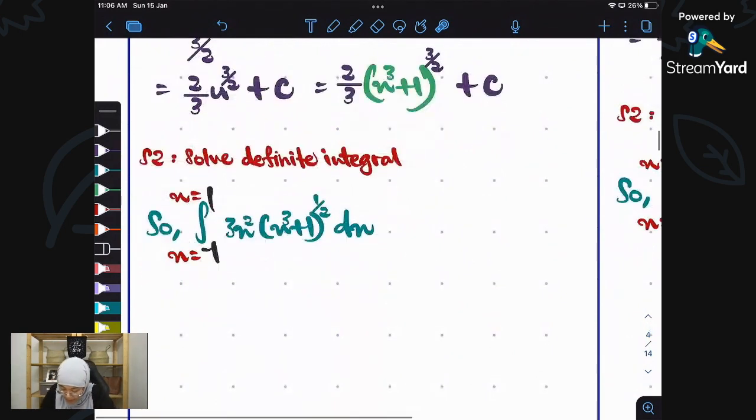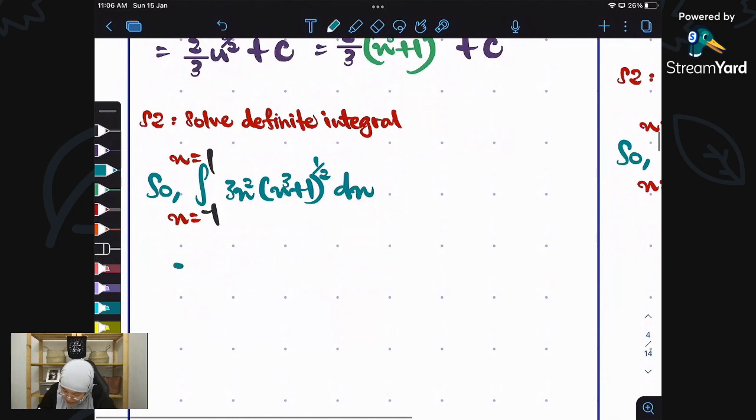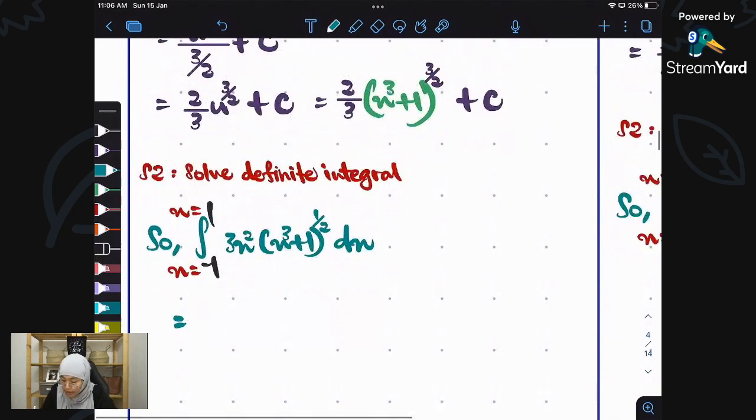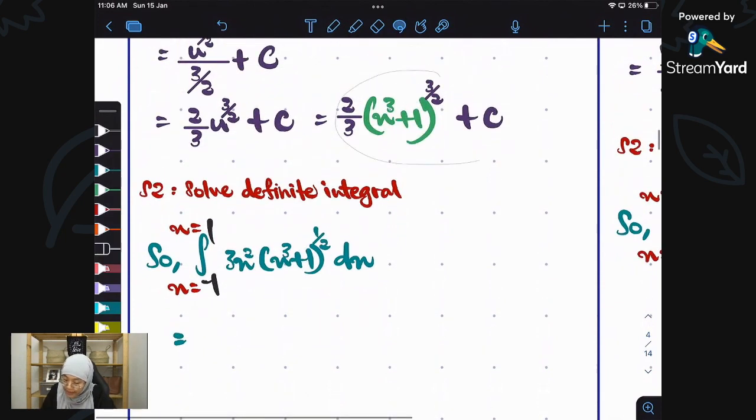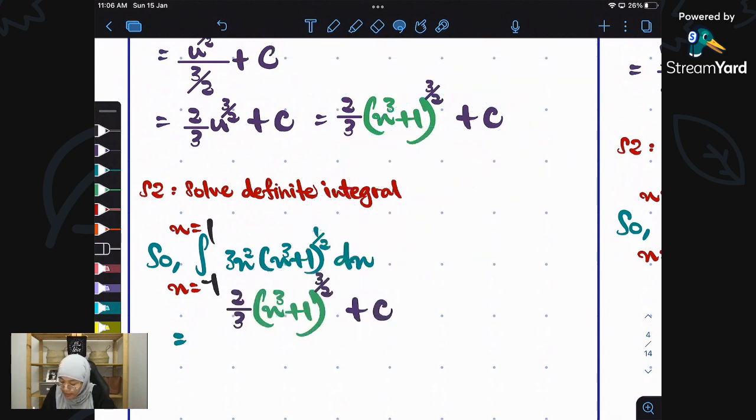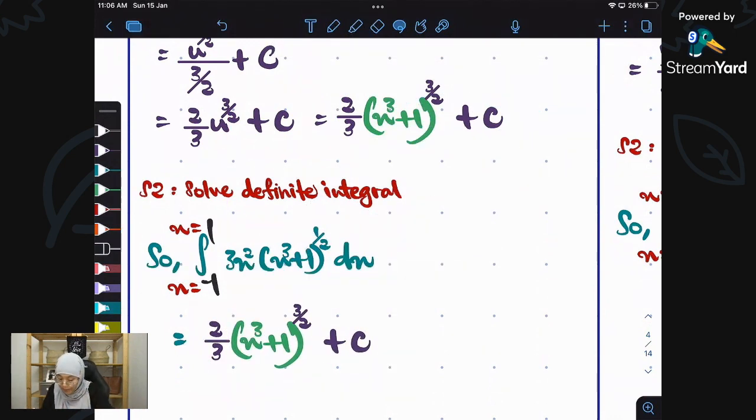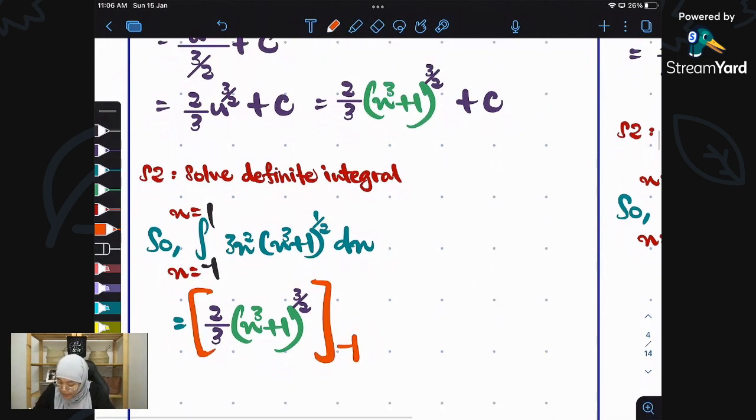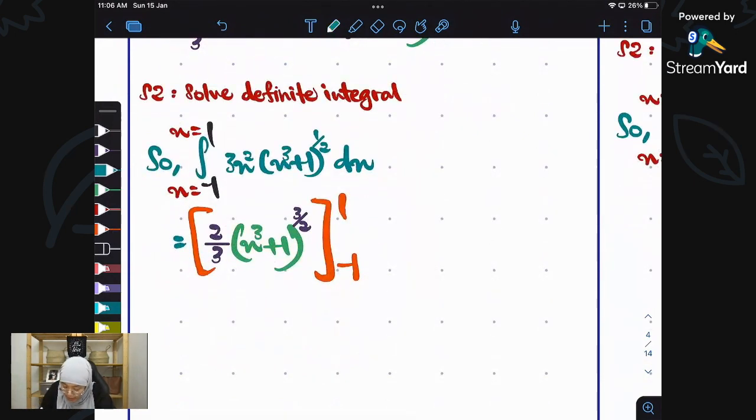Okay, so the definite integral here is to take back the answer from the first step here. I copy, paste, but I must not bring the plus c. And then I put a big bracket, then I put the limit -1 until 1. That is the step, okay, the second step. And then what should I do?